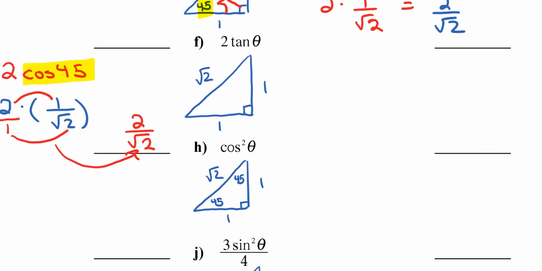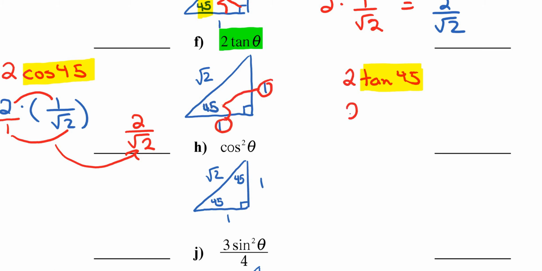All right, so now I have 2 times tan theta here. Since my angle is 45 degrees, this is the same thing as 2 times tan of 45 degrees. And we use the 45, 45, 90 triangle to get tan 45 degrees. So here's a 45 right here. Tan is opposite over the adjacent, so here's my opposite right here, and there's my adjacent, so it's 1 over 1. So this is 2 times 1 over 1, and 2 times 1 is just 2. So 2 is my final answer for letter F.